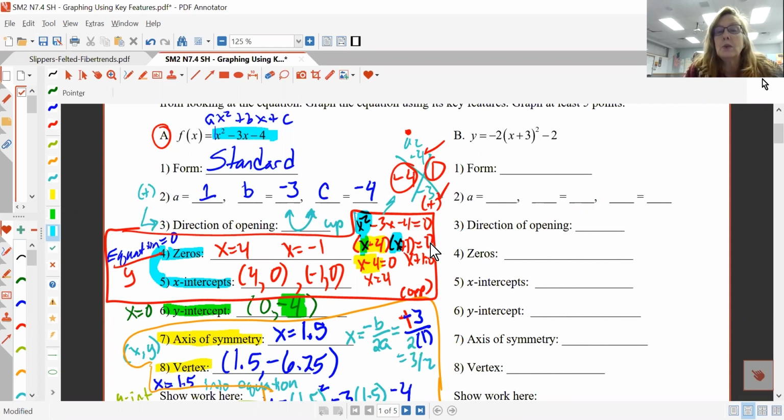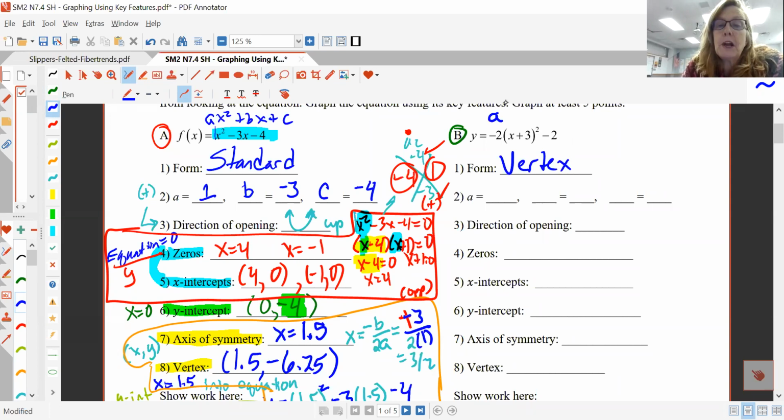Okay, so the next form, B, the strategy is a little different for B. The reason why is because B is a different format. So if we're looking at B here now, all right, B is essentially vertex form. So vertex form is your multiplier A times a quantity x minus h, quantity squared, plus k. All right, so that is essentially vertex form.